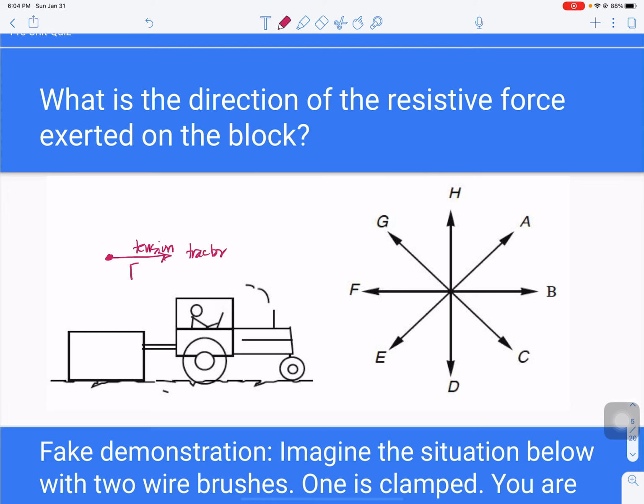I should set a good example. So we have Ft on the block by the tractor. And because it's not moving and we want our forces to be balanced, we know that there has to be a resistive force going backwards. And this is what we're going to call friction. So we have the force of friction on the block, and this is by the floor. And it's actually pulling it at the surface in that direction.